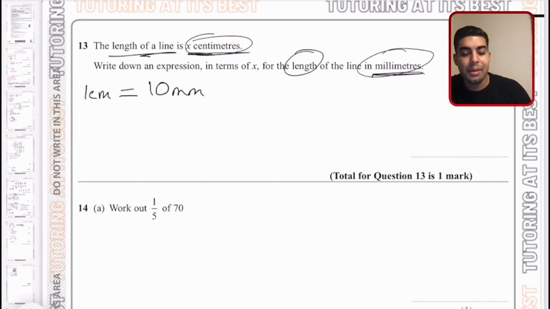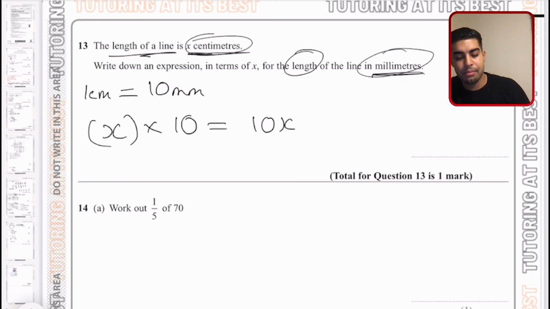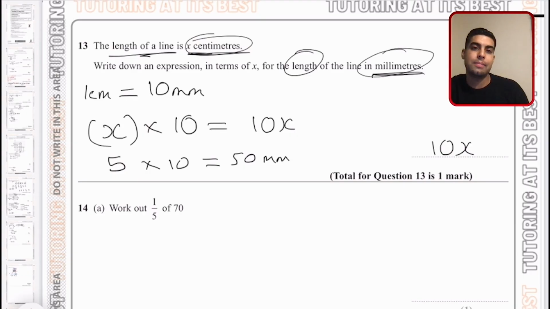And because we don't know the current length of a line, we can simply present this as x multiplied by 10, or 10x, and then write that down as our answer. So for instance, if the length of the line is 5 centimeters, we can multiply this by 10, which will give us 50 millimeters.